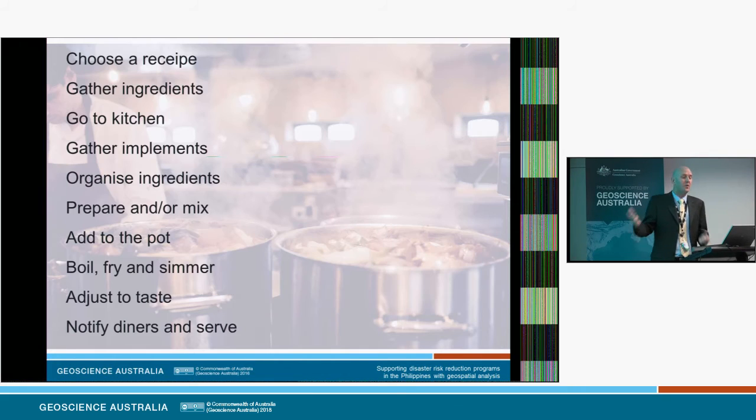So what do you do in cooking? Well, you choose a recipe. You gather ingredients that you're going to need to prepare the meal. You go to the kitchen and you get all your implements together. You organise your ingredients, and you might just chop some raw ingredients up and that's enough, but other things you might actually have to prepare and mix up. Then you add all that to the pot or to the fry pan, and then you boil and you fry and you simmer, and then you adjust it to taste as you go to make sure you get the flavour right. And then when it's ready, you notify your diners and you serve it up.